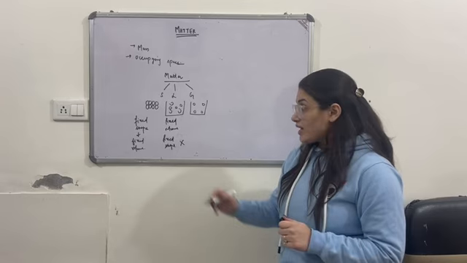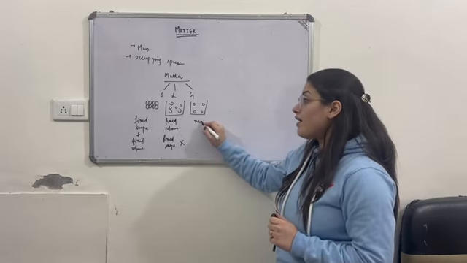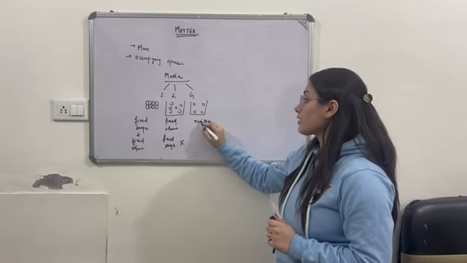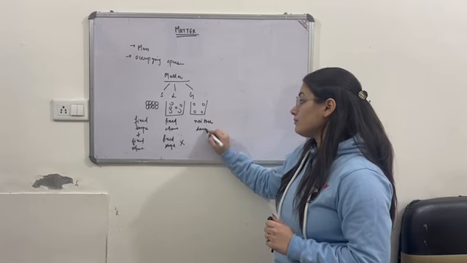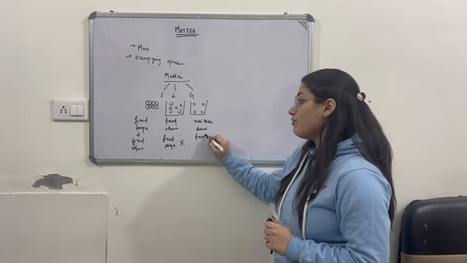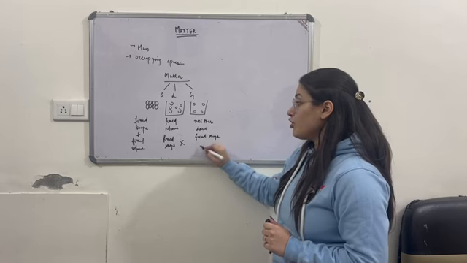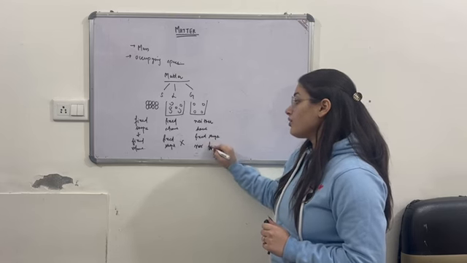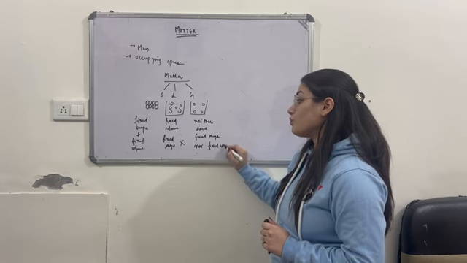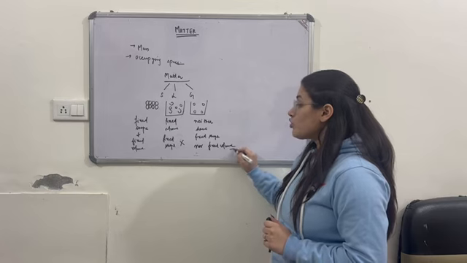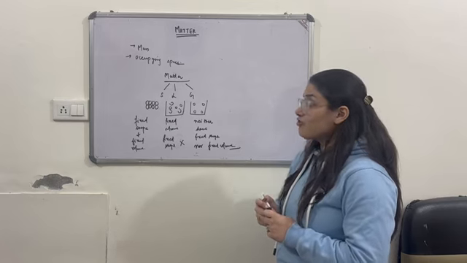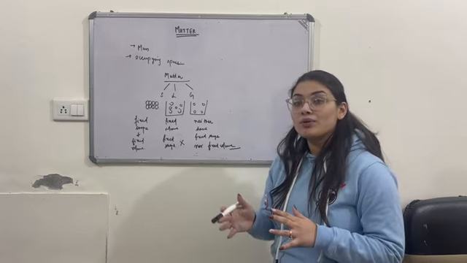If I talk about gases, gases neither have fixed shape, nor they have fixed volume, right? So this was about the classification of matter in terms of solid, liquid and gas.